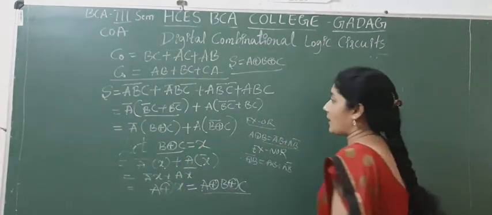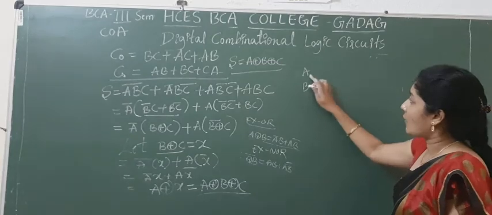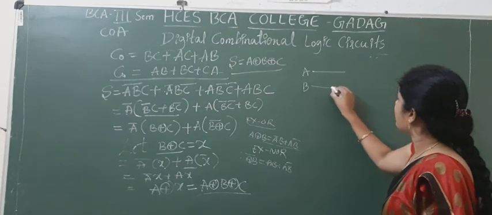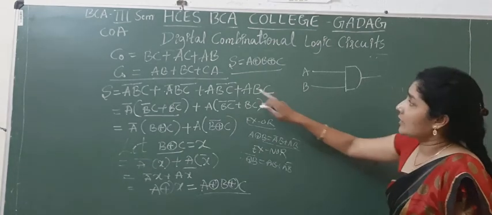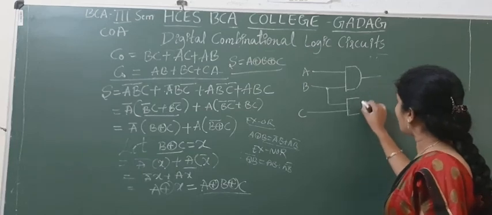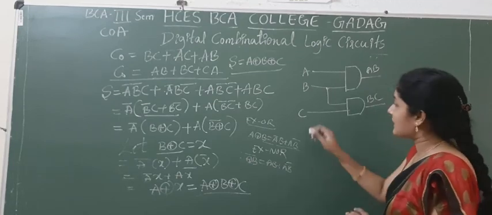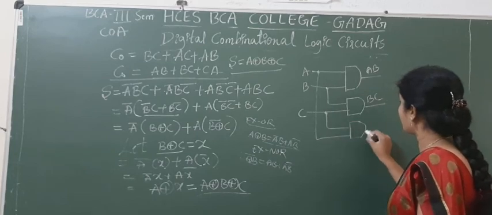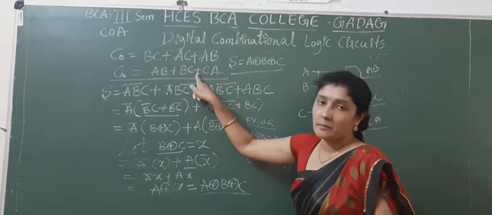Okay, so what will be the logic diagram here? Take three inputs A, B, C. Now let us take AB first. So this is AB, an AND gate. Next BC. Take B, then take C, put an AND gate. So this is AB and this is BC, and one more is CA. Take C and take A. This is CA. So now we have to add these three using plus. Plus is nothing but OR gate.